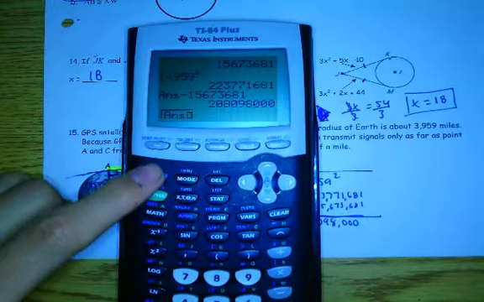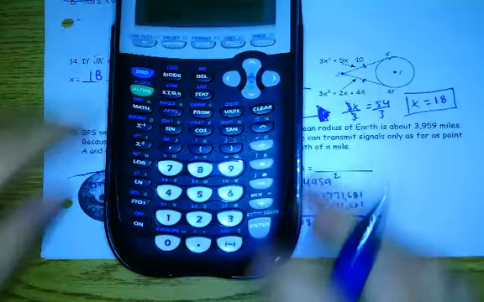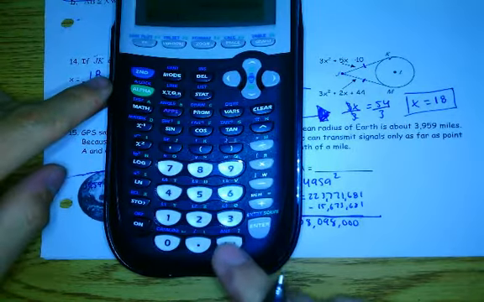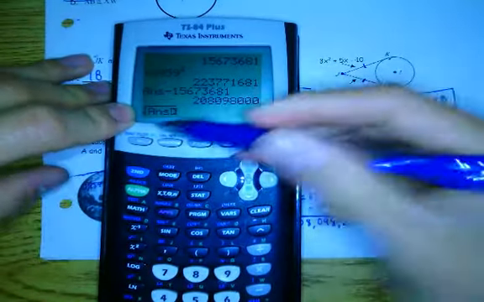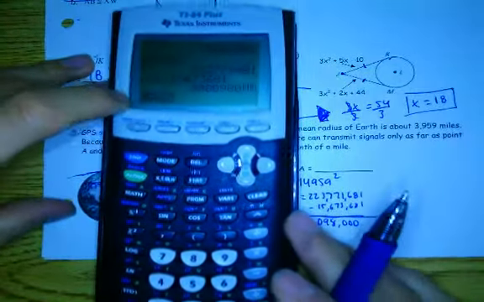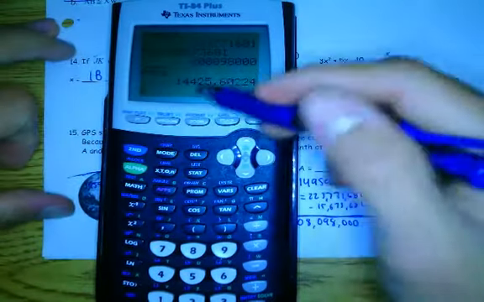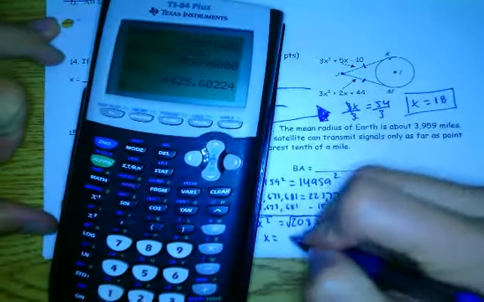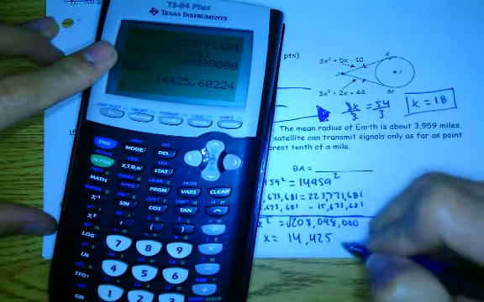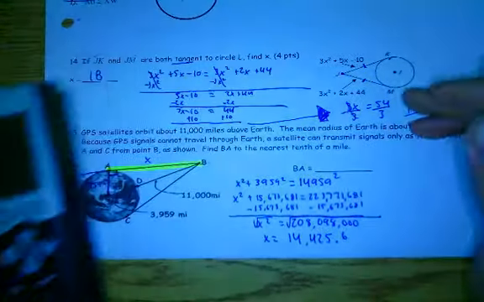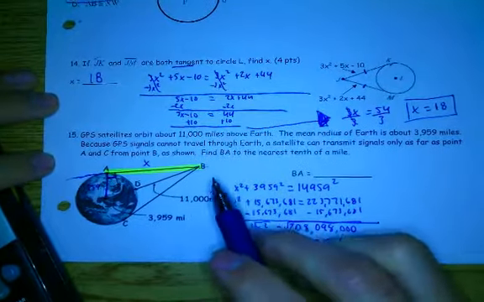Let's go make sure we answer this correctly. It says find BA to the nearest tenth of a mile, so I only need one decimal spot, so that means that your answer is 14,425.6 miles. That's a huge distance, but we want our satellites to be reliable, right? Anyways, pause the video if you need it, and if not, then I will continue working on this review.